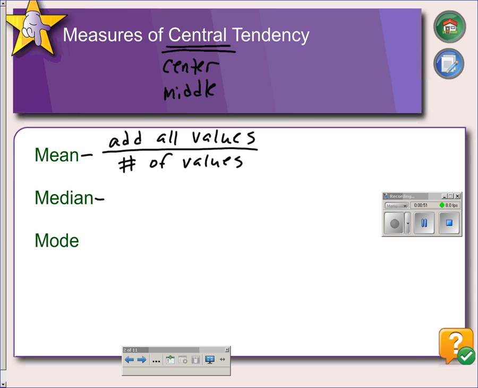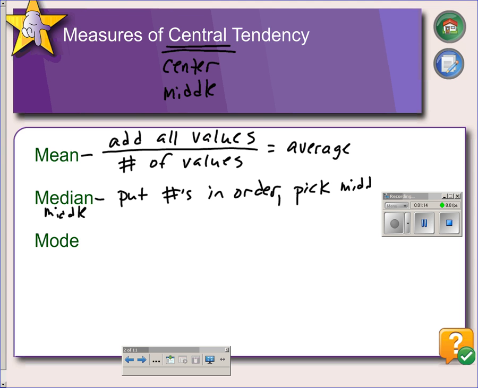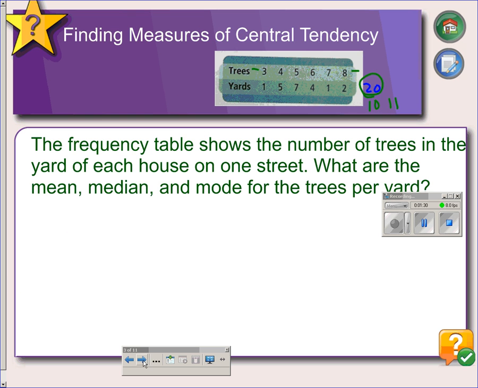The median is the middle number. Oh, the mean is also known as the average. The median is the middle number. So you put your numbers in order from smallest to the largest, and then you pick the one in the middle. If there are two numbers in the middle, you average them. The mode is the number that occurs the most, and so you just pick the number that occurs the most times. So here's some data for us to look at.